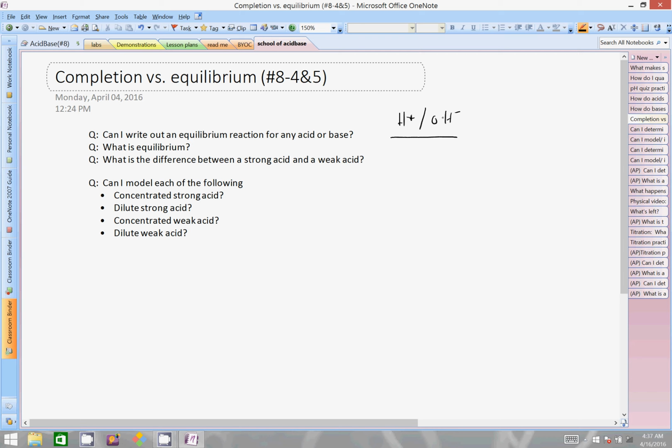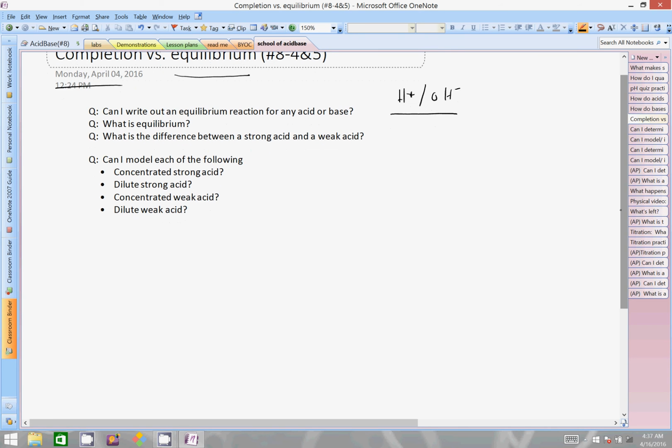So I have a few questions we're going to look at here, and our ultimate goal for this PowerPoint was to start to understand a little bit more about equilibrium versus completion, and can I model what these things look like, acids and bases, like how these chemical reactions work. Okay, so first things first, what is the difference between something that goes to completion versus something that goes to what we call equilibrium?